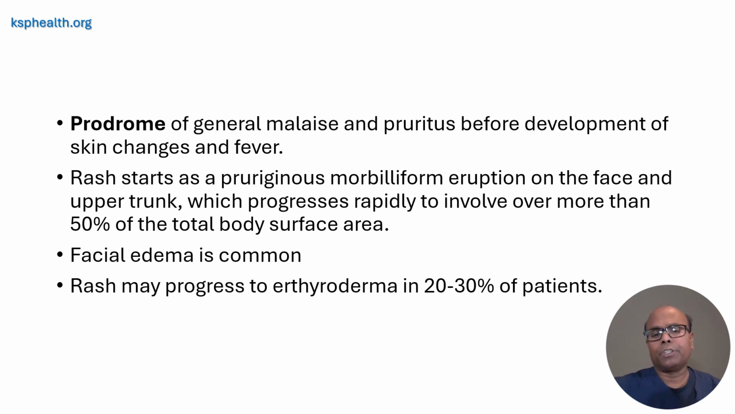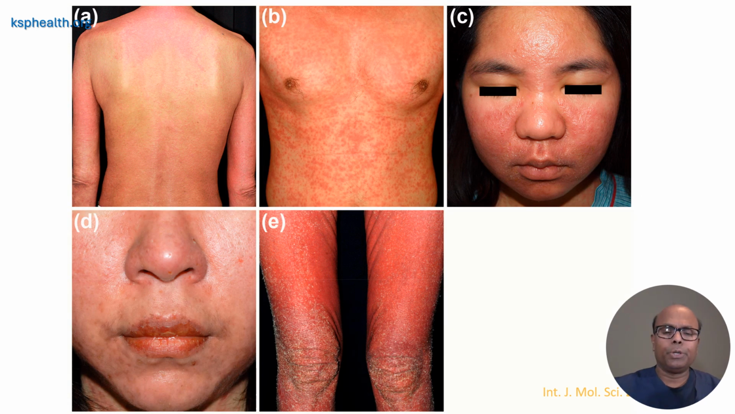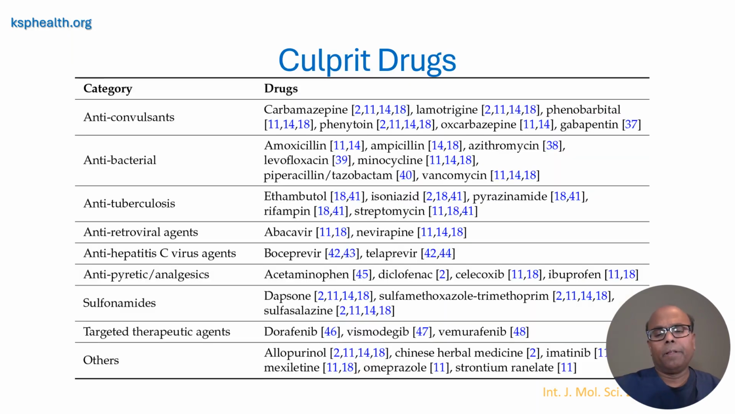The rash starts as a pruriginous morbilliform eruption on the face and upper trunk, which progresses rapidly to involve more than 50% of the total body surface area. Facial edema is common. The rash may progress to erythroderma in 20 to 30% of the patients. As you can see here, it starts with discrete lesions, then becomes confluent, then erythrodermic. This child has facial edema, which is characteristic of DRESS.